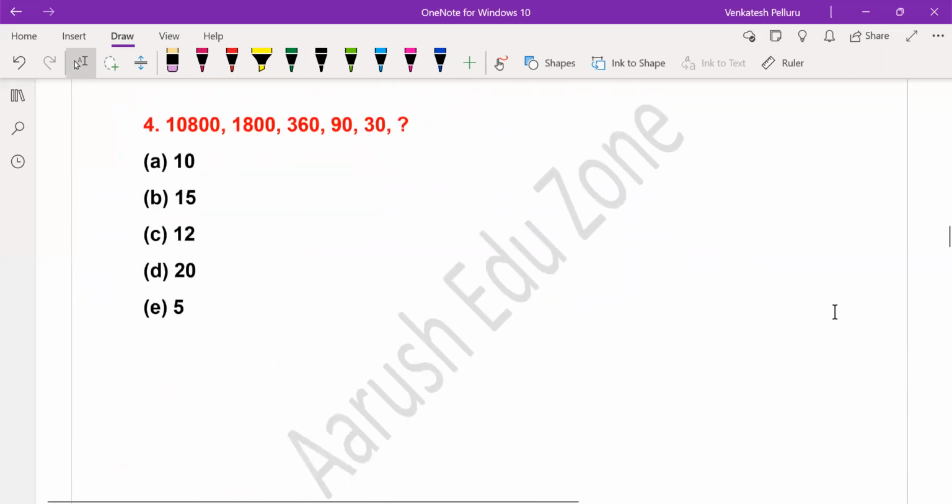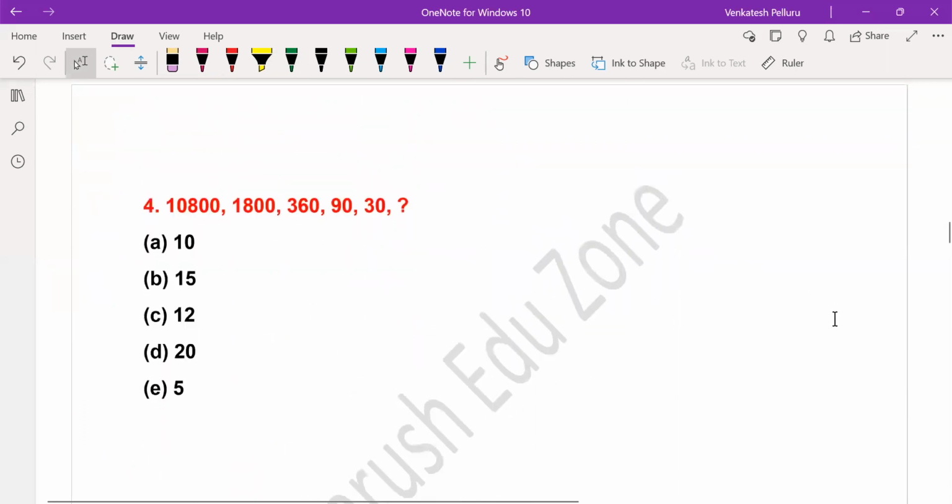Then if you look at this question, see the first value is in 10,000s and the second value is just around 2,000 or 1,800. So there is a huge possibility of cancellation or division. There is a huge possibility of division. We can say clear-cut that division is compulsorily involved. That is why I told you that if you know tables, it is easy.